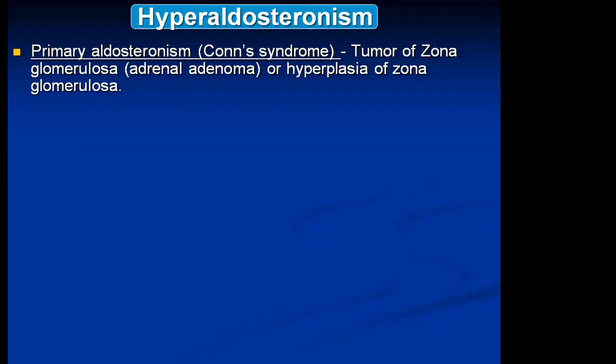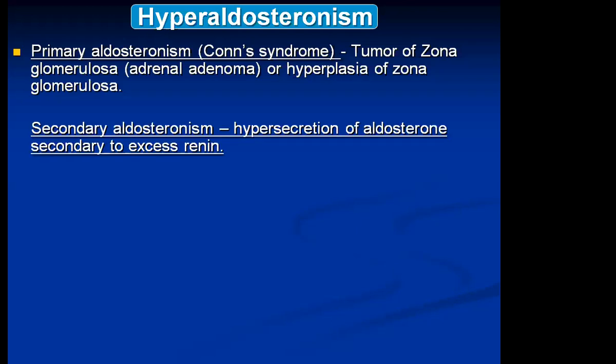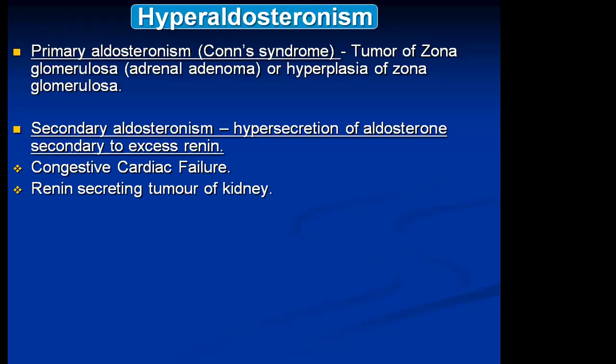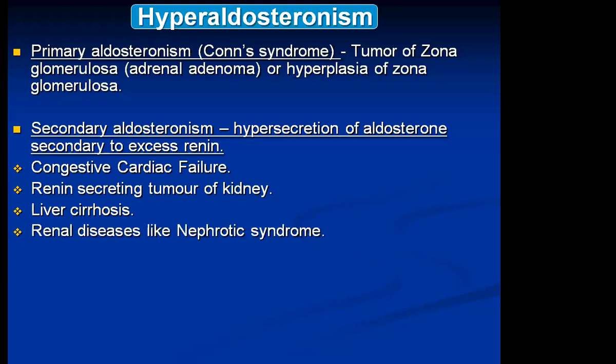What is that? There is a tumor of zona glomerulosa like adrenal adenoma, or there can be hyperplasia of zona glomerulosa. Hyperplasia means there is proliferation of cells of zona glomerulosa. Then there is one more condition known as secondary aldosteronism. There is hypersecretion of aldosterone secondary to excess renin secretion. Remember this. So this can be seen in congestive cardiac failure, renin secreting tumor of kidney, liver cirrhosis, and renal diseases like nephrotic syndrome.